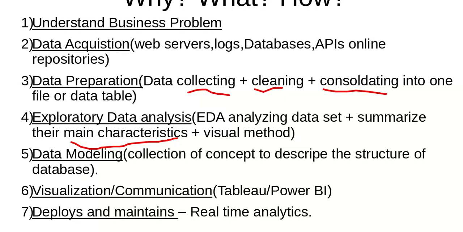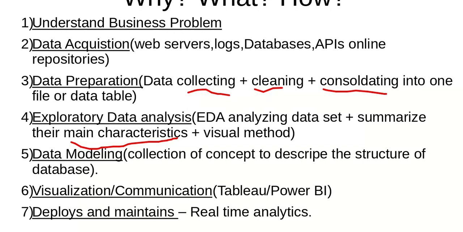Then the final one is data modeling. Data modeling is a very important term, because before we present anything to the customer or take any decision, this is the final and important key element. It's a collection of concepts to describe the structure of the database. So data modeling is very important. I am going to explain it in the next part. So next slide, please have an eye on this.